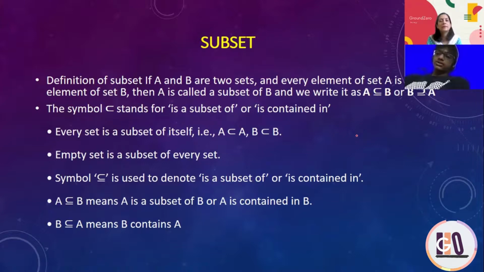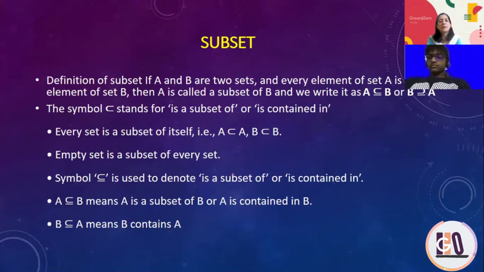I have a question. For example, A has 1, 2, 3, and 4, and B has 1, 2, 3, 4, and 5. Will they be subsets? A will be a subset of B, and B is known as the universal set. B won't be a subset of A. Only A is a subset of B. You should be careful, it won't be that B is a subset of A. So it is denoted by this sign.